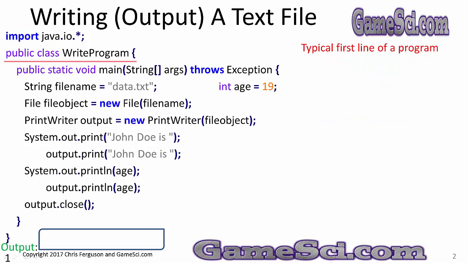This is a typical first line of a program. I decided to call it WriteProgram because we're going to output some data to the disk. You can call it anything you'd like. Do give it a descriptive name. Describe what the program does in the name of the class.